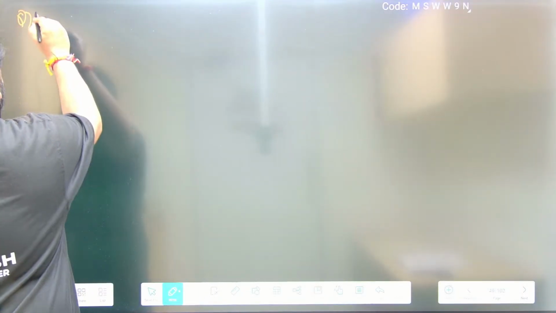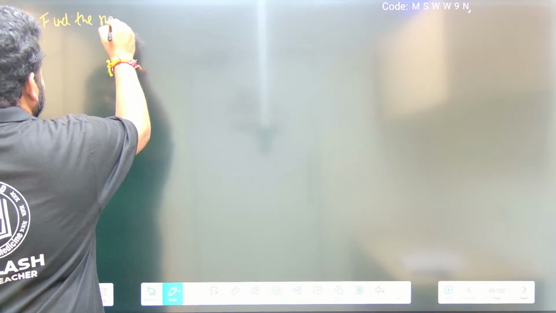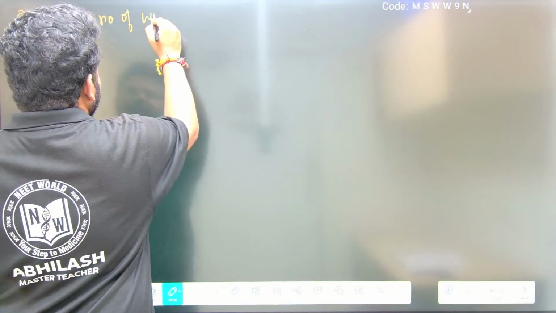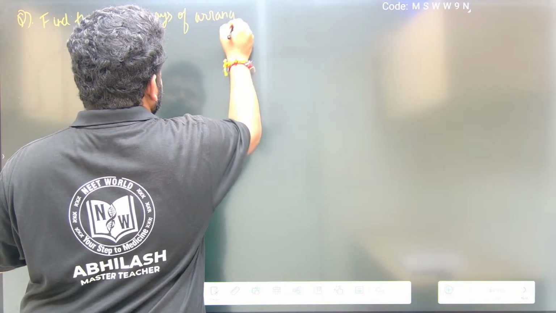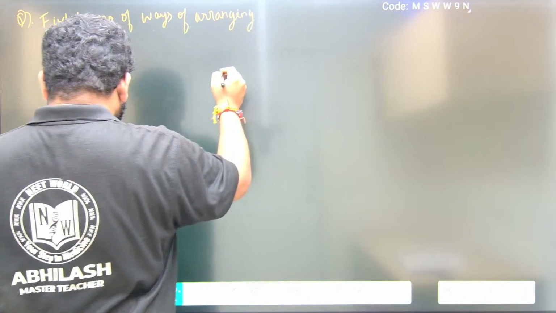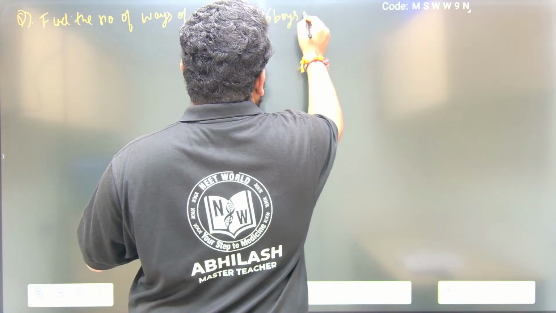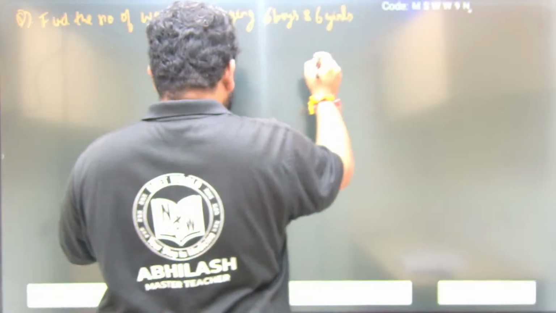They are telling, very important: find the number of ways of arranging 6 boys and 6 girls in a row.